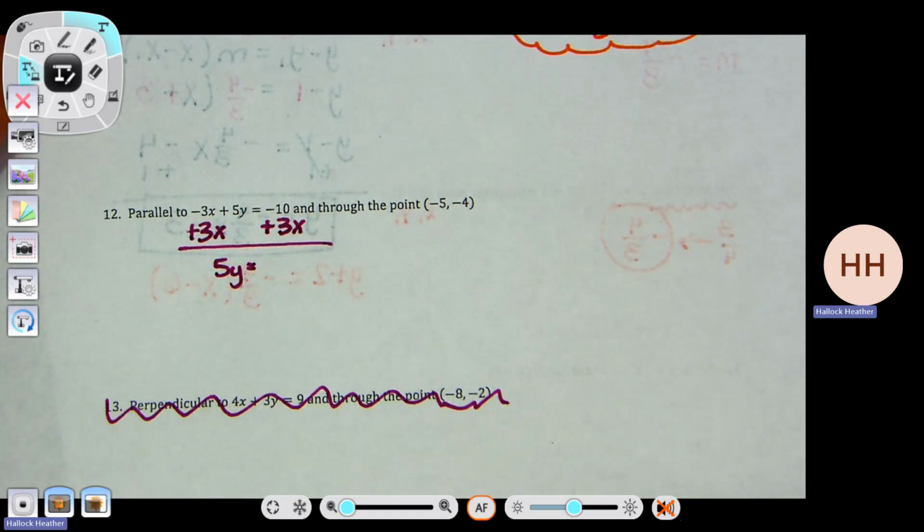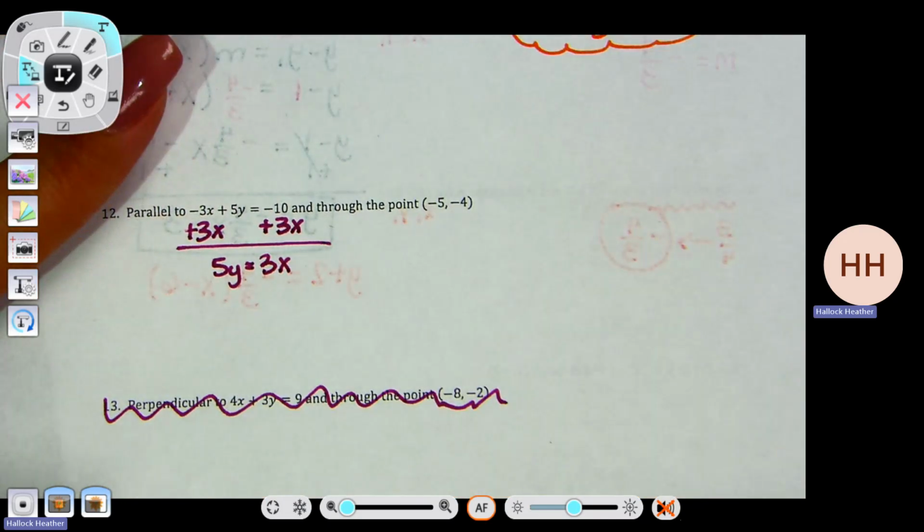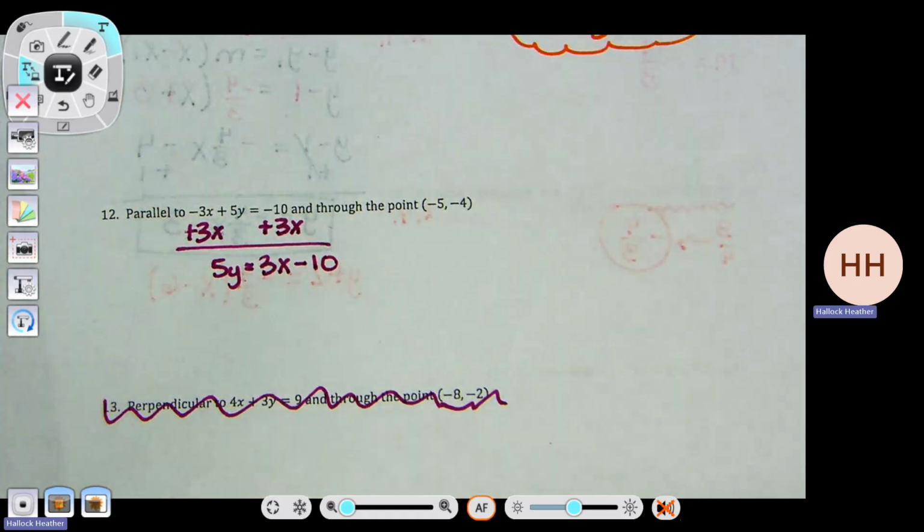You can't combine 3x and 10. So remember, they stay separate. So you should have 5y equals, what's going to go first? The 3x. In the back, is it plus 10 or is it minus 10? Minus, that's negative. What do you divide every term by? 5.